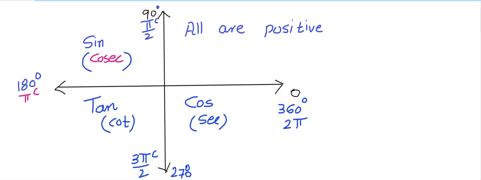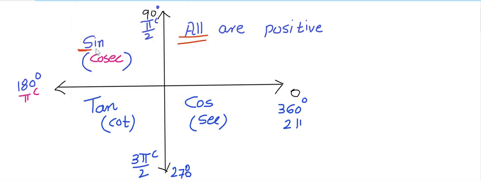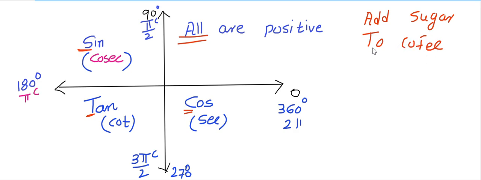How do you remember this? There is one shortcut. In the first quadrant all are positive. In the second quadrant only sine is positive, here only tan is positive, here only cos is positive. So we can have a shortcut: add sugar to coffee. Or you can say all silver teacups, or all students take calculus. Let's say you are studying abroad and you have calculus as a separate subject. So all students take calculus, or all silver teacups add sugar to coffee.